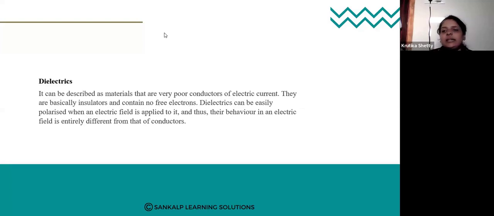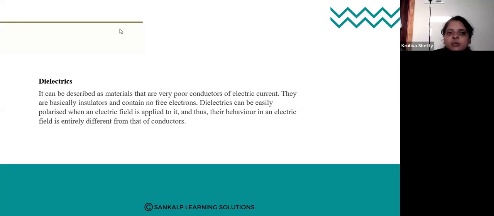So obviously, we know about conductors and insulators. What do we say there? There are no free electrons. So when there is no free electron, electric current is not possible. So dielectrics can be easily polarized when an electric field is applied to them. So what is the difference between insulators and dielectrics? You can convert dielectric materials into conductors. How can you convert it to conductors? By polarizing that. How can you polarize that? By applying the electric field.